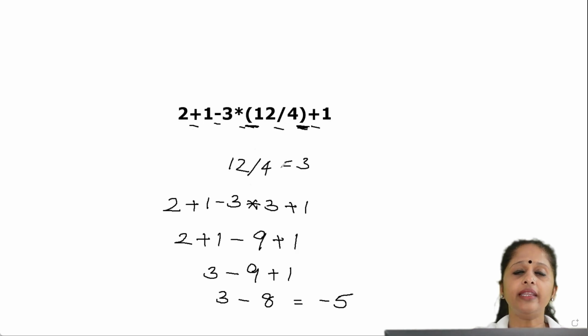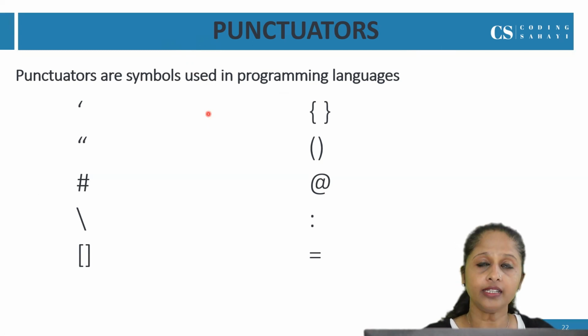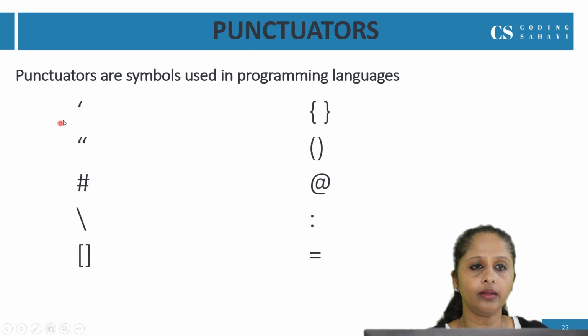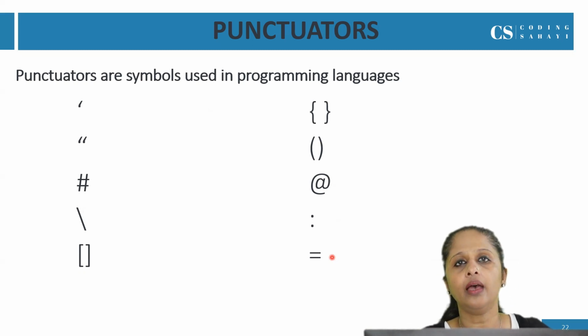This is the answer for this particular expression. We are evaluating the expression based on the precedence of operators. The last token is punctuators. Punctuators are the symbols used in any programming language. The commonly used Python punctuators are single quotes, double quotes, hash, slash, backslash, square brackets, curly braces, parenthesis, at the rate of, colon, equal to. There are some more symbols which are used in Python. So these are punctuators in Python.